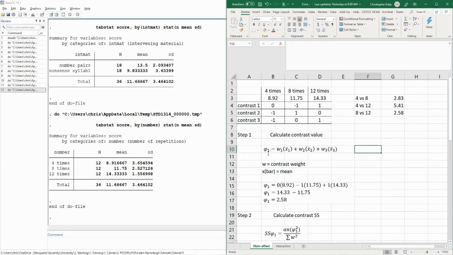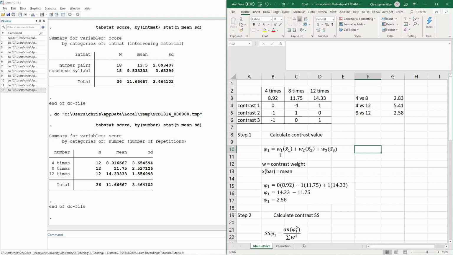This little symbol here is a psi symbol, but in the context of contrast testing, it just means contrast 1. So psi 1, contrast 1, equals W1 times X bar 1. W is a contrast weight, and X bar is a mean. So take the weight of variable 1 and multiply it by the mean of variable 1, or level 1. So here what that's going to be is the weight of 1, which is going to be our 0, and multiply it by 8.92.